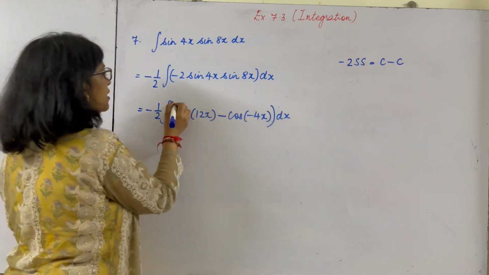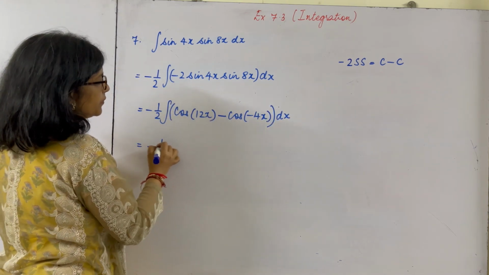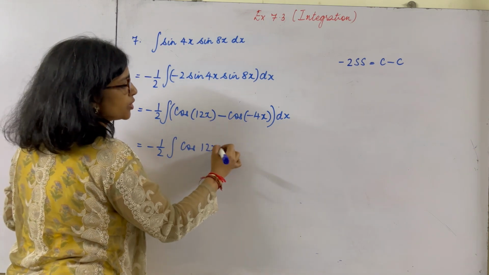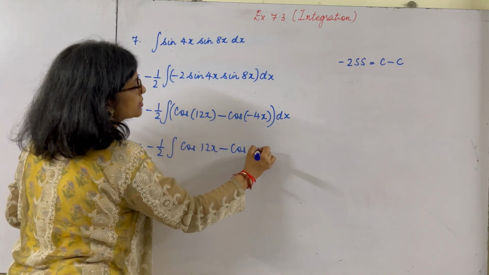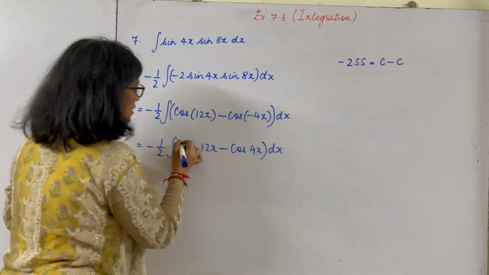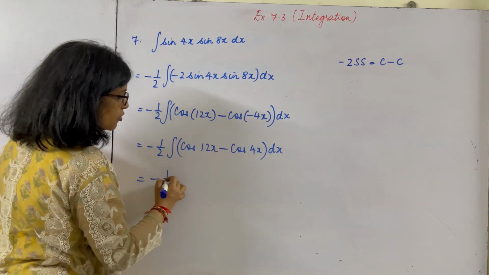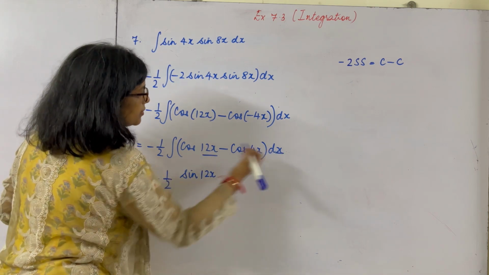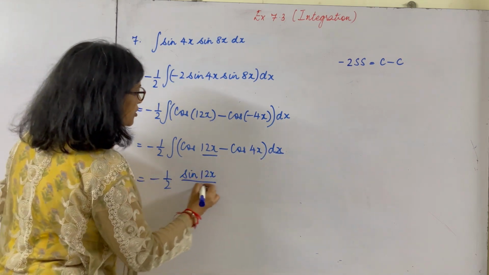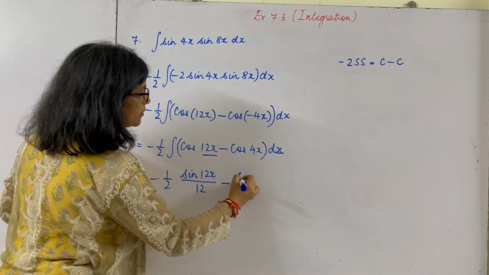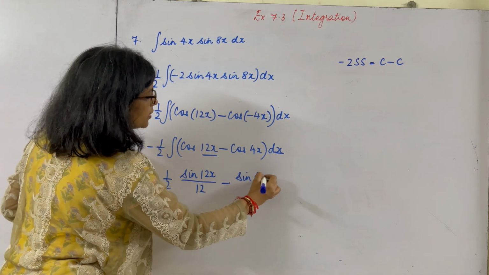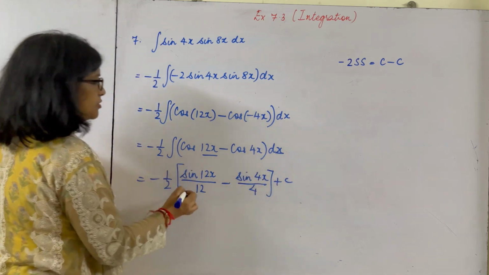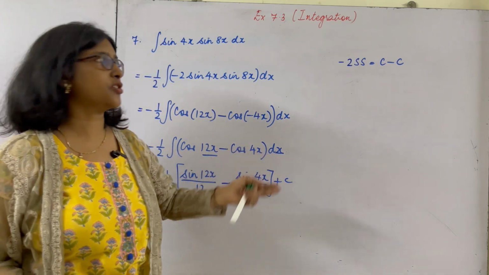Once again, as usual, we know cos is an even function, so minus 4x will become 4x. So we have integration of cos, which is sine, and because of minus 12x, differentiate minus 12x in the denominator. Same for the other one. So this is easier than the previous question.